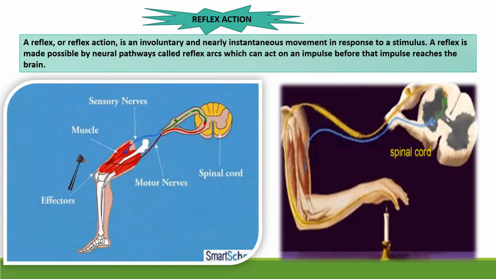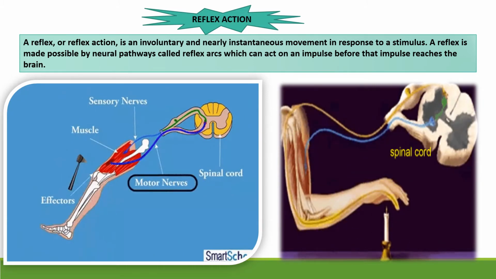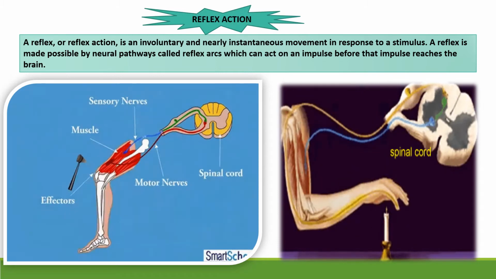Now what is reflex action? A reflex or reflex action is an involuntary and nearly instantaneous movement in response to a stimulus. A reflex is made possible by neural pathways called reflex arcs, which can act on an impulse before that impulse reaches the brain. There are some examples of reflex action. Before describing this diagram, I am giving you some examples.